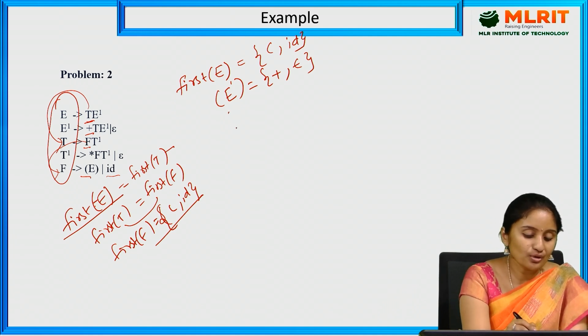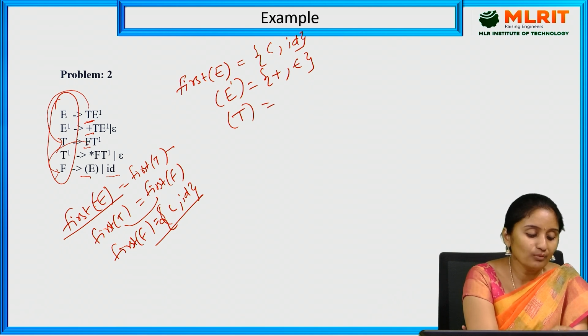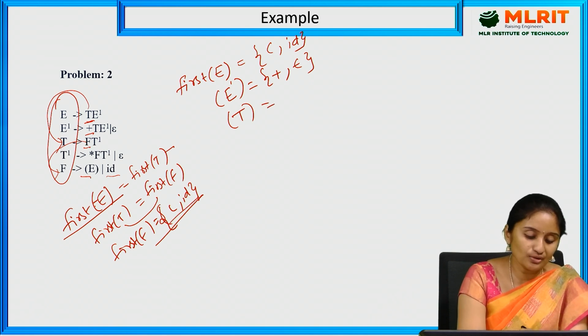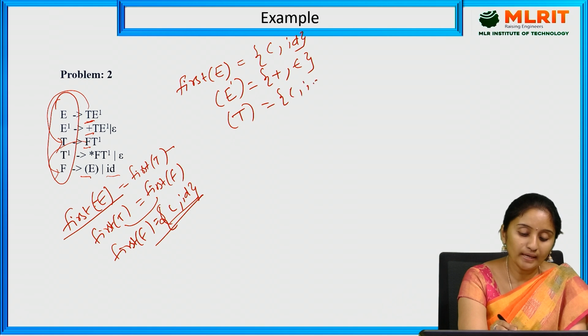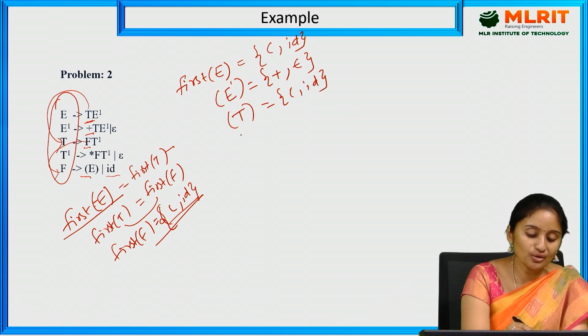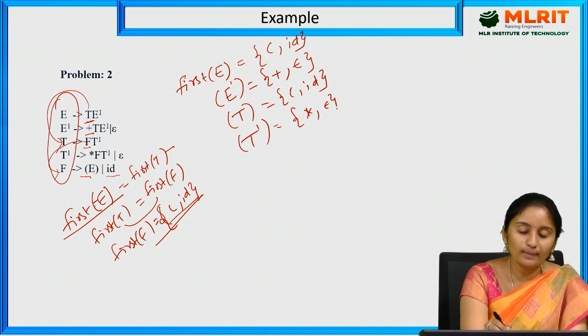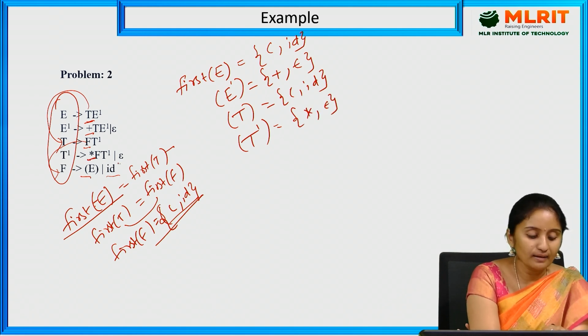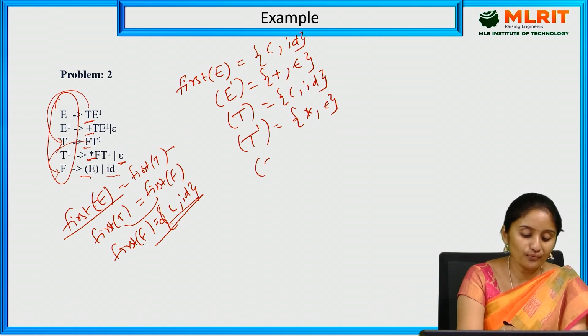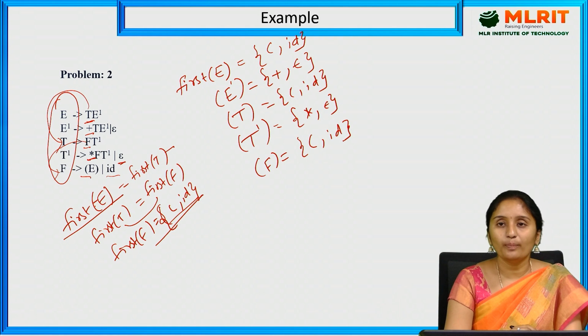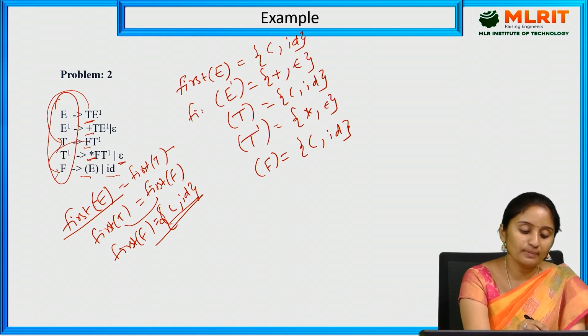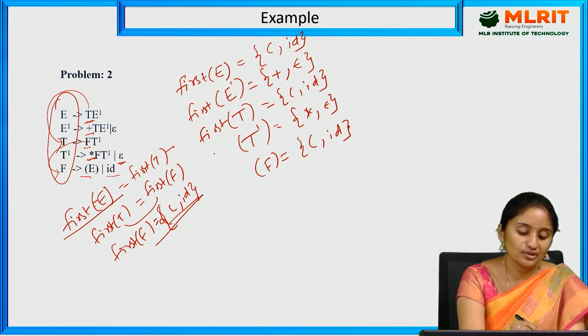Okay, next first of T. First of T, again what I have here, first of F. What is first of F? Open bracket, ID. Next, first of T dash is star, comma, epsilon. First of F, open bracket, ID. So, this is nothing but the calculation of the first function.